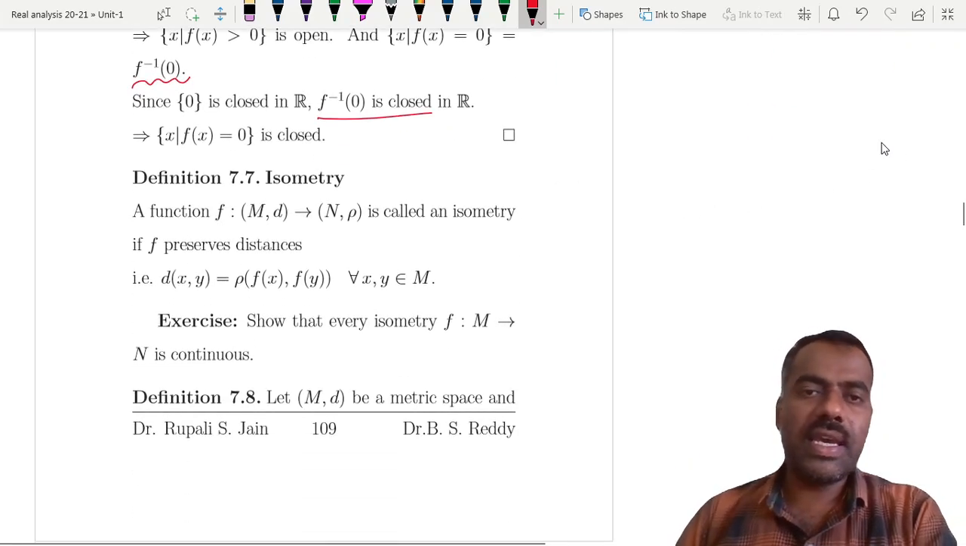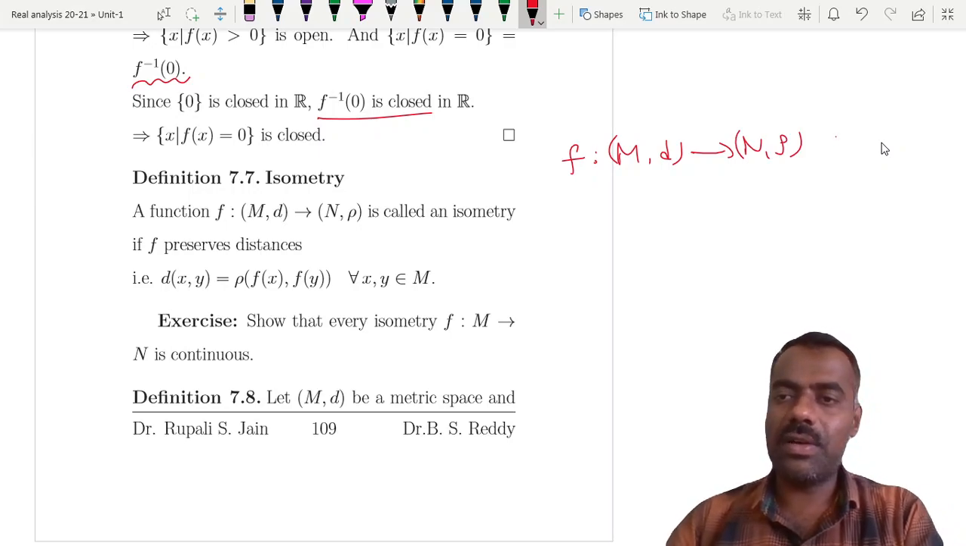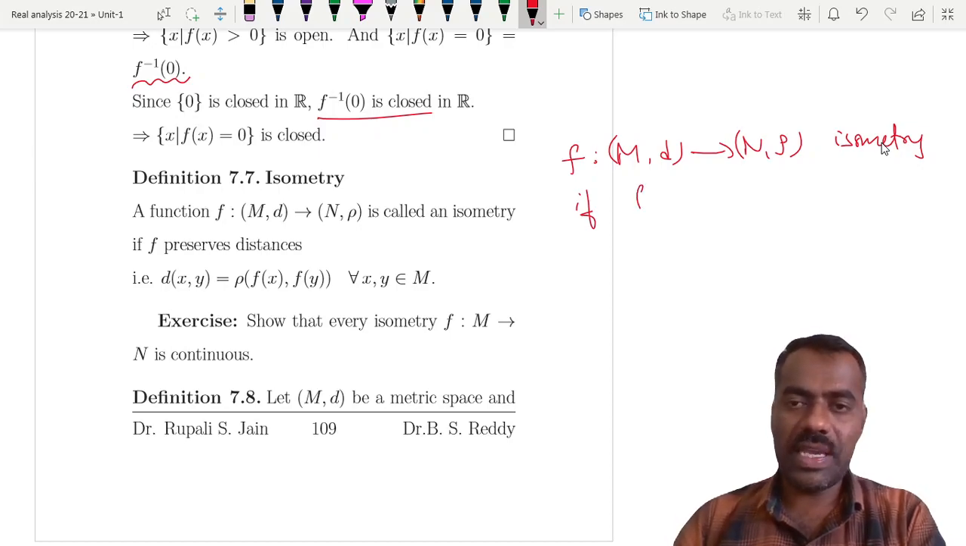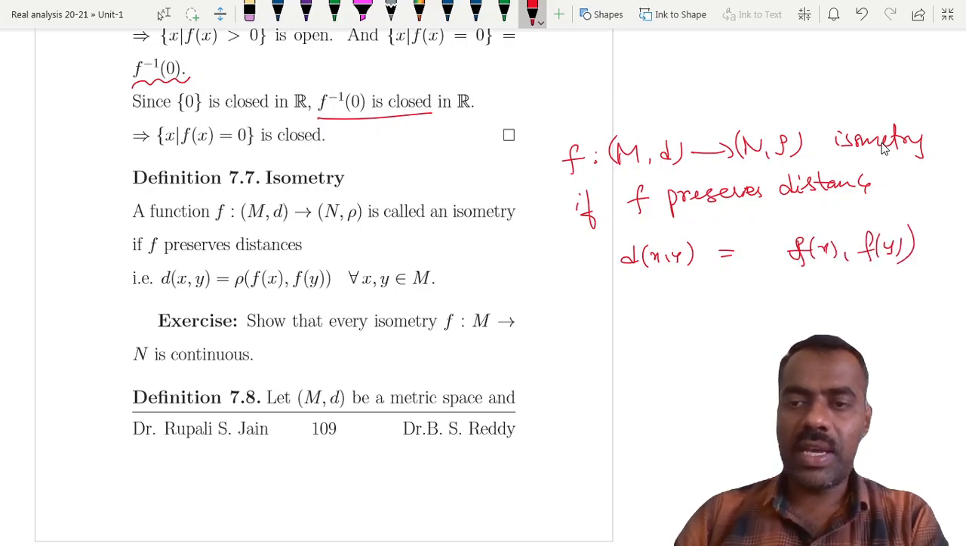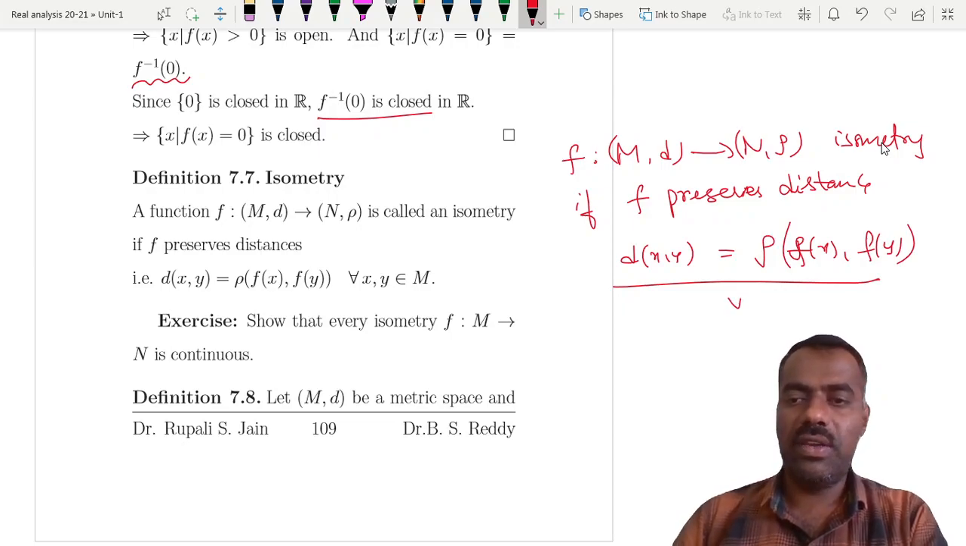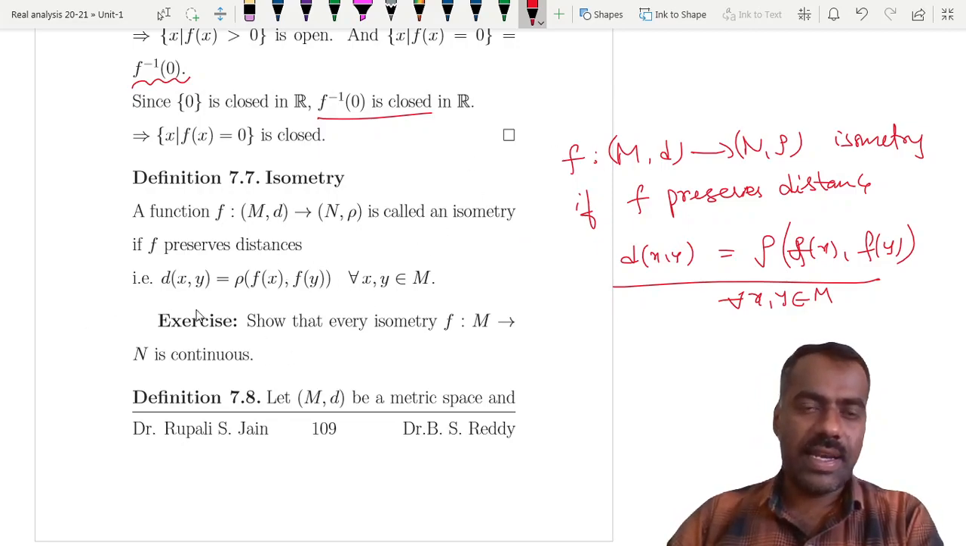Okay. And there are two metric spaces (M, d) and (N, rho). A map f between them is called an isometry if it preserves the distance. What is meant by saying that f preserves distance? If you take two elements x and y, the distance between x and y, and then you take their images f of x and f of y, their distances should be equal. If it is true for every x and y in M, then we say that this is an isometry.